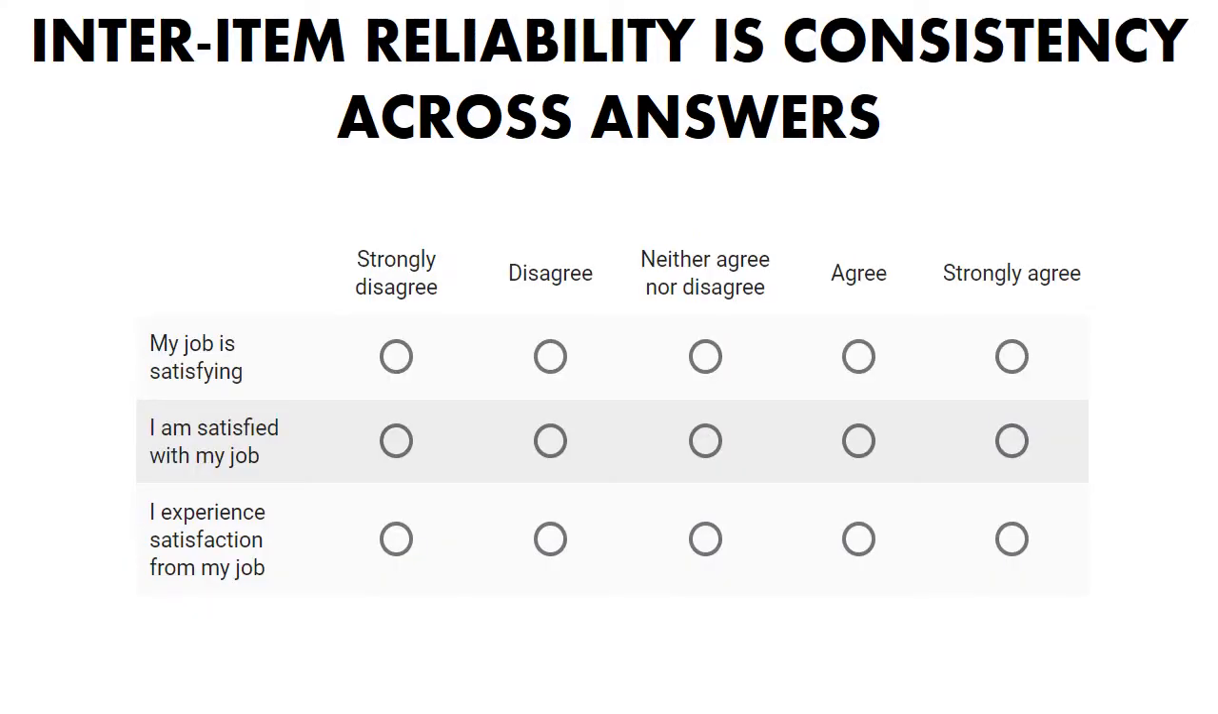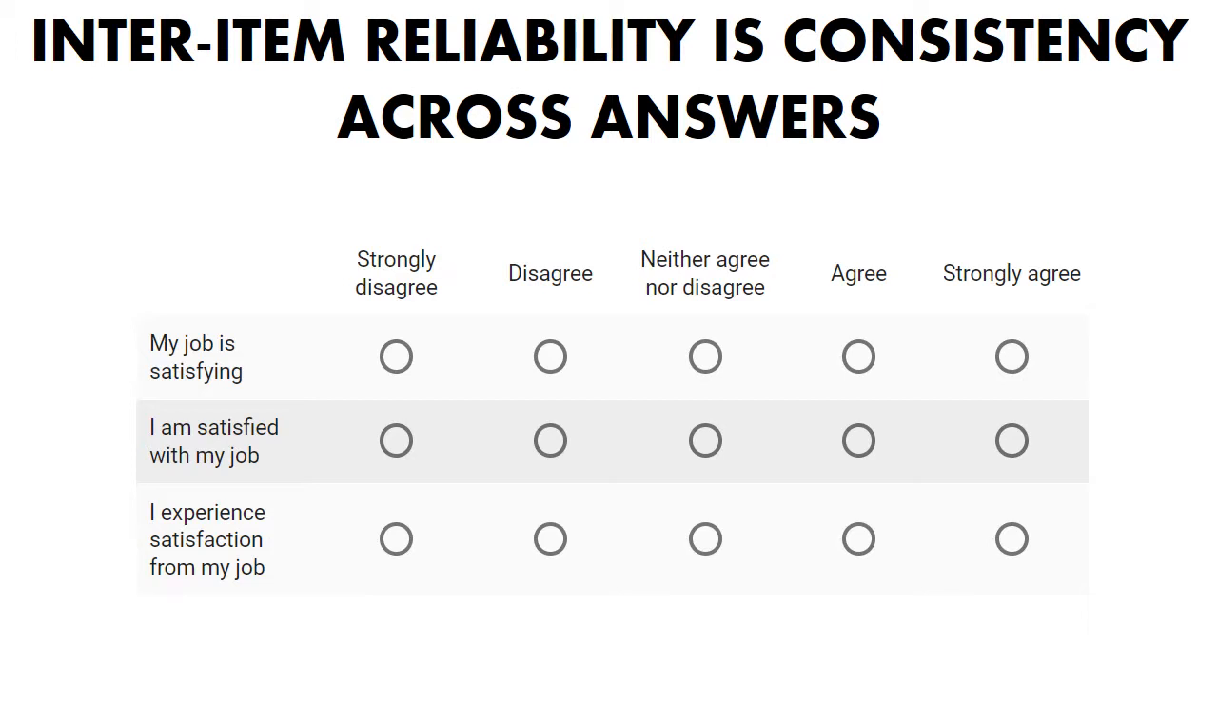The last type of reliability that we'll talk about is inter-item reliability. And this is consistency across answers. So within the survey, are you answering in a consistent way? This is essentially the most popular way to measure reliability because it's really easy to do. I just have to have a person take the test once and then I correlate all their answers together.